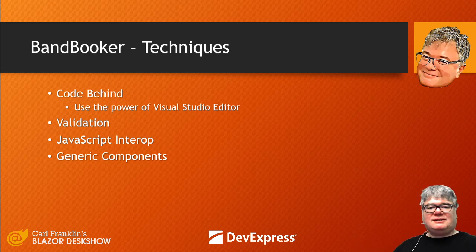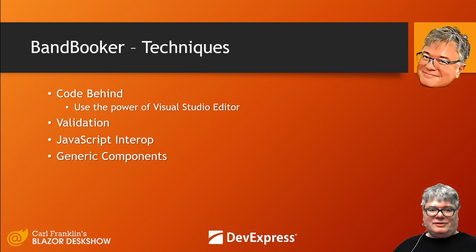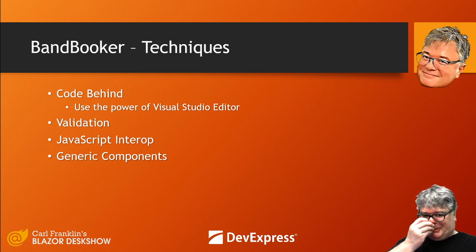All right. So this is what we're going to learn. I'm going to teach you the code-behind technique, which is using the power of the Visual Studio Editor to move code from those code blocks into classes for components and pages. Input validation, some really powerful stuff built into Blazor. I'll show you that. I'll show you JavaScript interop, so in the case there are things that Blazor can't do by itself, we want to call into JavaScript to do it. That's not always the case, but sometimes it is.